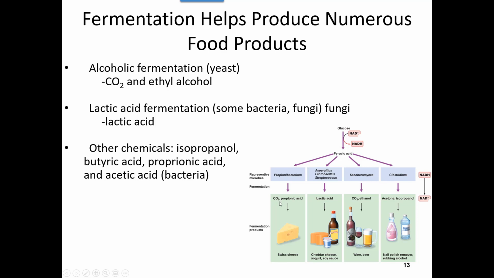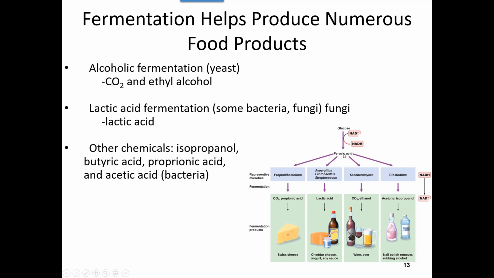Aspergillus, Lactobacillus, and Streptococcus, all bacteria, can take pyruvic acid and make it into lactic acid, which gives a sharp flavor to cheddar cheeses, to yogurt, and to soy sauce. Saccharomyces, that's your yeast, can turn pyruvic acid into ethanol and carbon dioxide. The bacteria called Clostridium can take pyruvic acid and make isopropyl alcohol and the acetone that's found in your nail polish remover. So different organisms can take pyruvic acid and still break it down, and this all is happening without any input of oxygen.